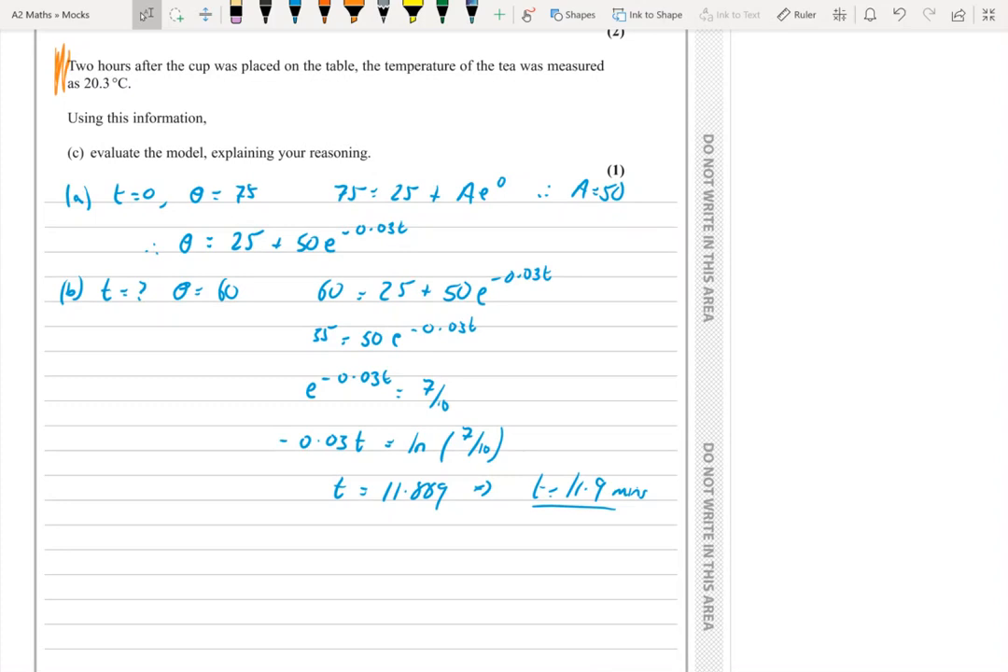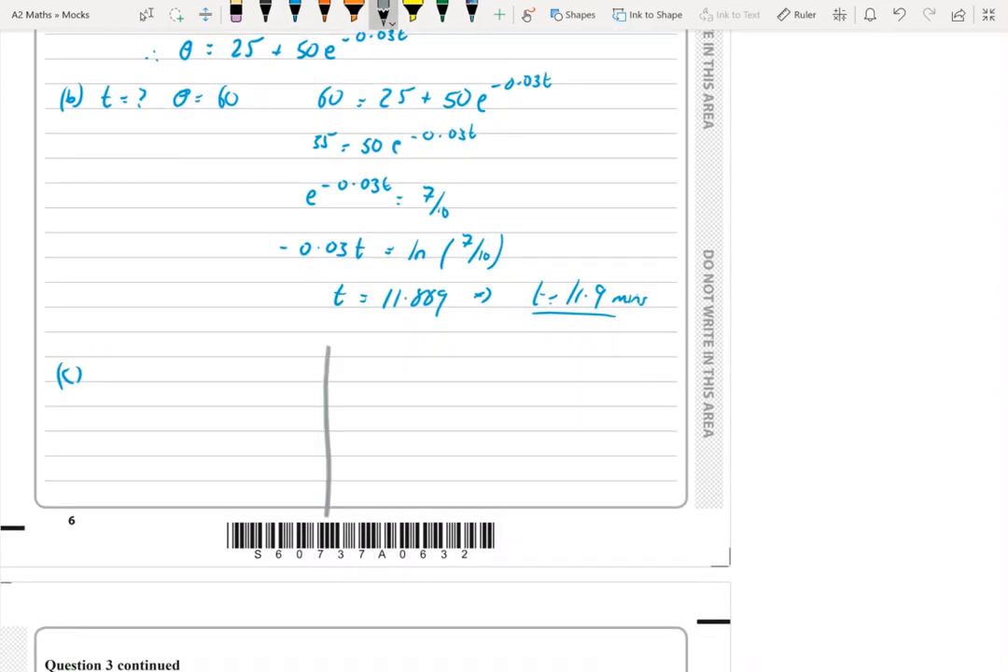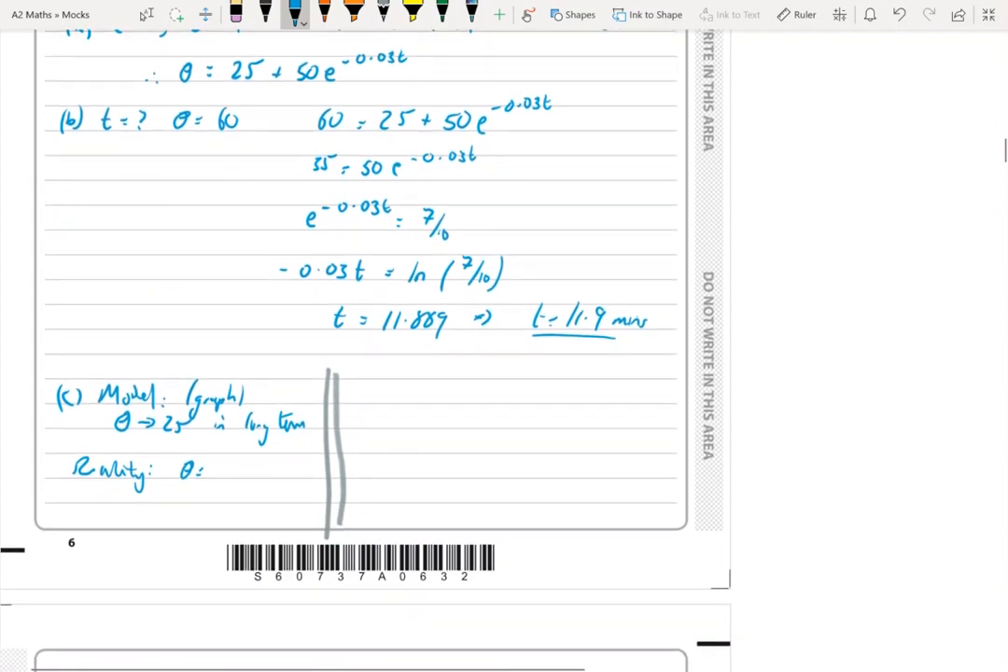So I think we could explain this from those properties of the graph, or specifically we could look at that 2 hours value and do another calculation. Okay, so let's answer this in 2 ways. Just split the page up. So on the left we're going to look at the model versus reality. So from the graph perspective, we can see that theta tends to 25 in the long term, but the reality is that theta was 20.3. That doesn't look good, does it?